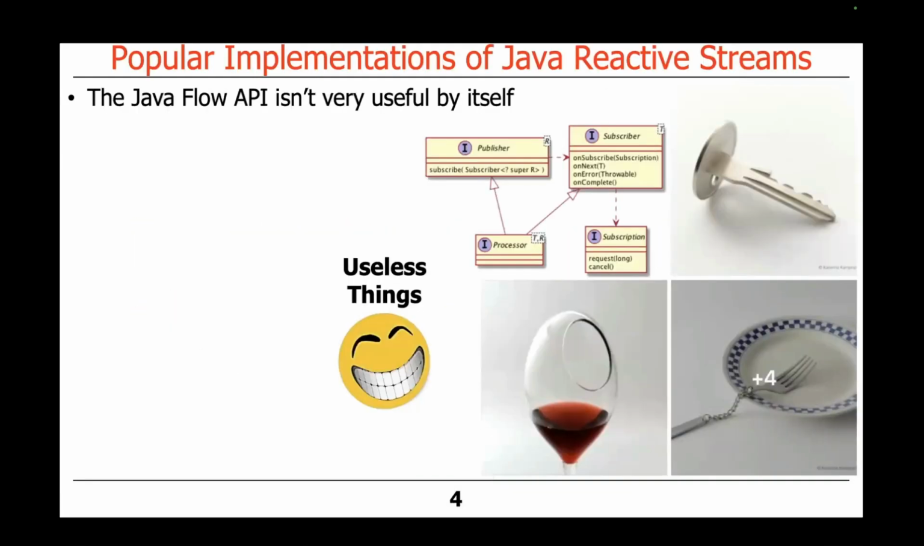point of view. So it turns out that the Java Flow API by itself isn't really very useful. It's kind of like a fork that has a chain attached to it, so you couldn't actually hold anything in it. It's like a wine glass that would dribble down your shirt when you tried to drink from it. It's like a key that has a flat top, so it would get stuck in the lock. So it's not very useful by itself.